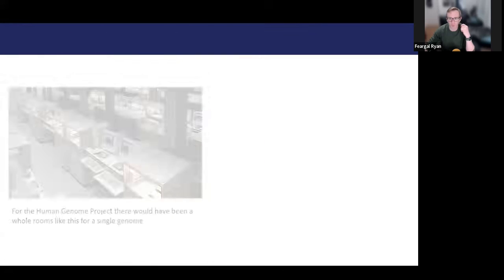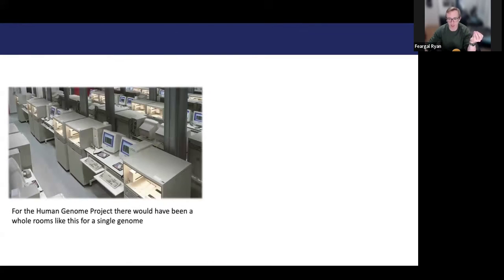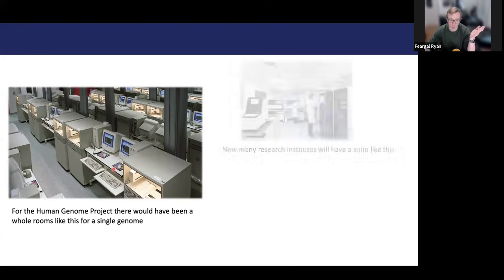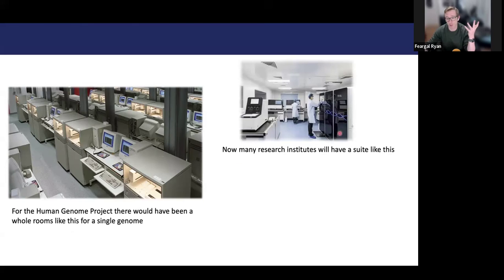This is what it looked like when you were actually generating this data back then. There were a lot of rooms looking like this, where you'd have computers reading out from machines called Sanger sequencers. They're very accurate, but very slow. Jump forward to today, and many research institutes would have a suite like this. You'll find one in every major city in the world. This is a machine by a company called MGI, and there's an Illumina machine over there. These are quite big, but each of these machines will do what previously would have taken multiple rooms of this size.